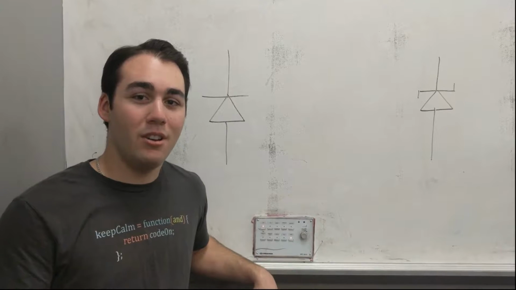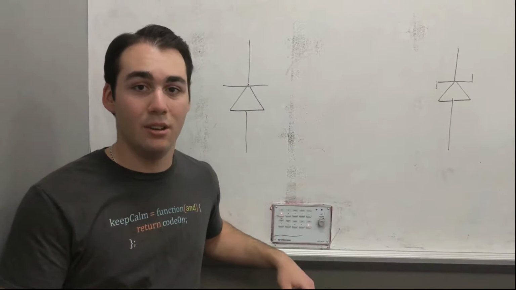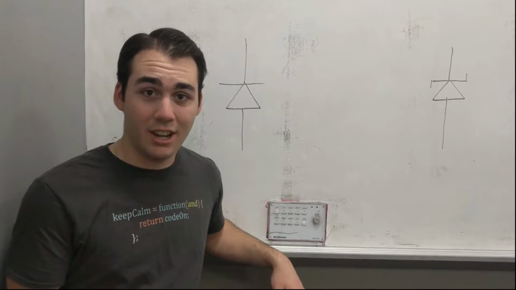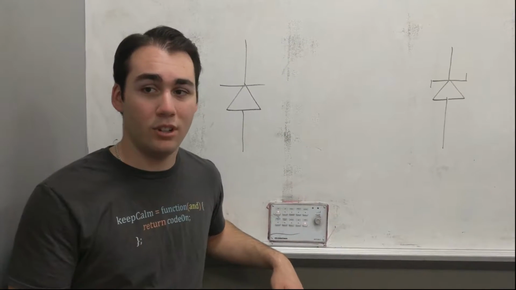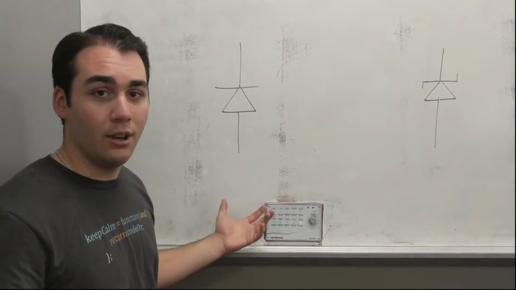Today we're going to be talking about non-ohmic elements in a circuit. Specifically, we're going to talk about Zener diodes. But before we can talk about a Zener diode, we have to have an understanding of what just a diode is. This is the symbol for a diode in a circuit.